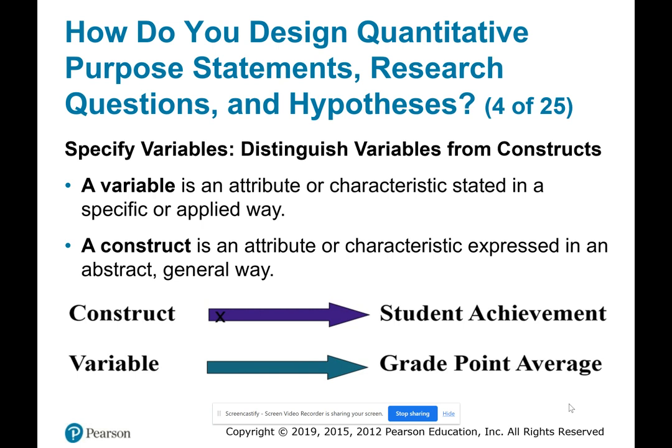A construct is an attribute or characteristic expressed in an abstract, general way, whereas a variable is an attribute or characteristic stated in a specific, applied way. For example, student achievement is a construct, and grade point average is a variable. Traditionally in research, it is common to use variables rather than constructs in purpose statements, research questions, and hypotheses, and that's what we're going to use in this class.